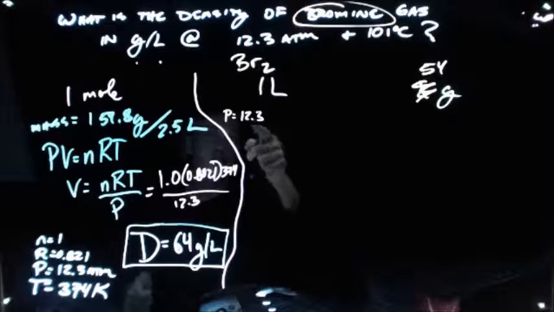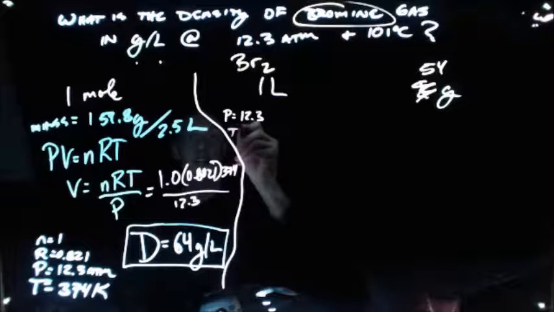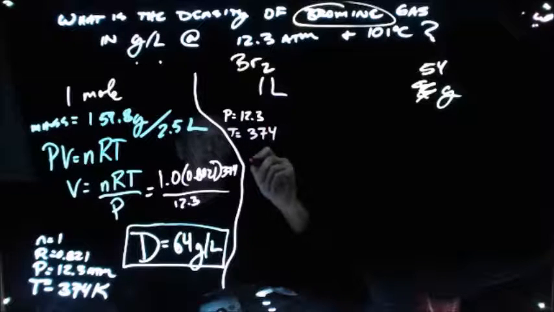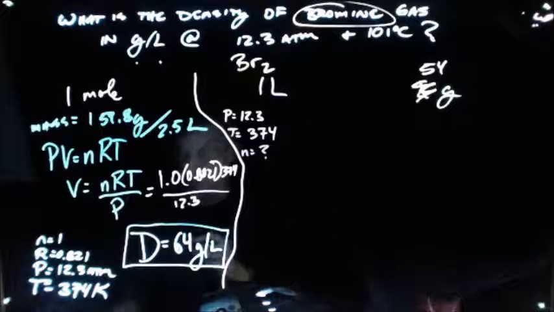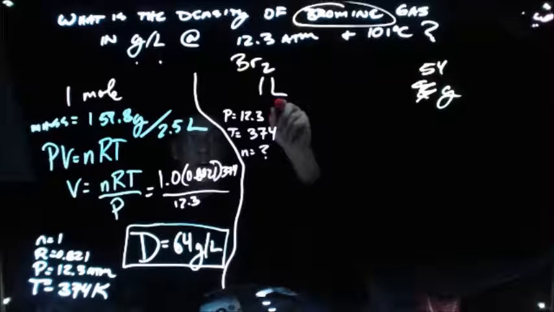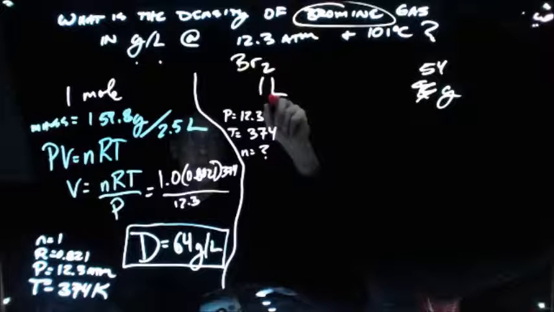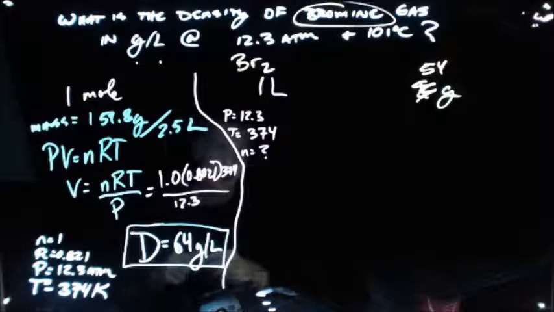All right, so pressure in the second column is going to be 12.3 still. Temperature, same deal, is going to be 374. And moles is now going to be the unknown, and R is always 0.0821. Now I know the volume. I need to find how many grams would be in that volume. I can't go directly from liters to grams. I can go liters to moles, moles to grams. So that's what I'm going to do.